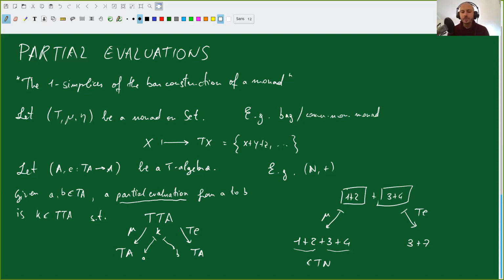So that's an idea of operations computed partially.